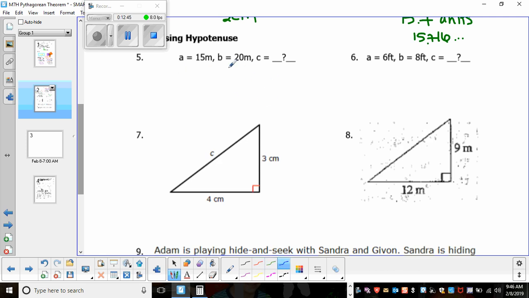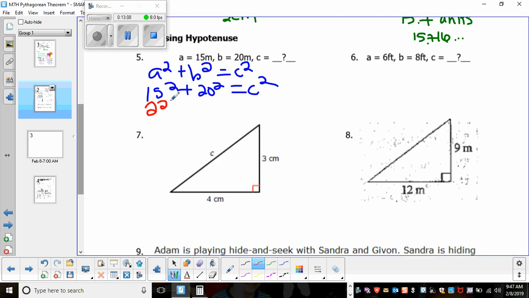Okay, so here we're given 2 of the legs. So we're going to do, again, A squared plus B squared equals C squared. And we're trying to find the hypotenuse. So we're going to plug in what we know. So we know 15 squared plus 20 squared will give me C squared. We're going to simplify this by finding 15 squared. 15 squared is 225. 20 squared is 400. And that's going to equal C squared.